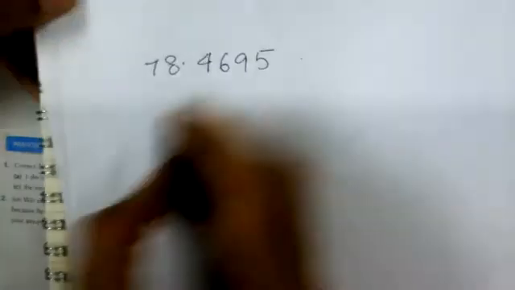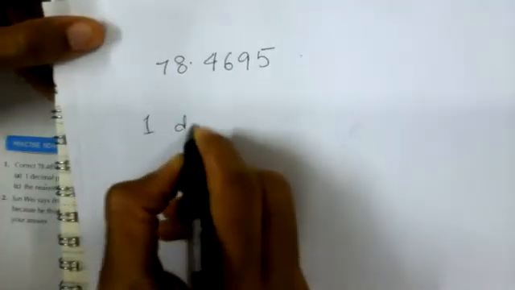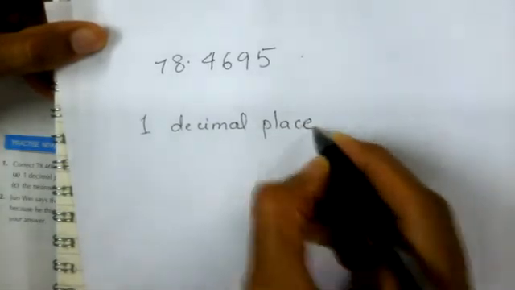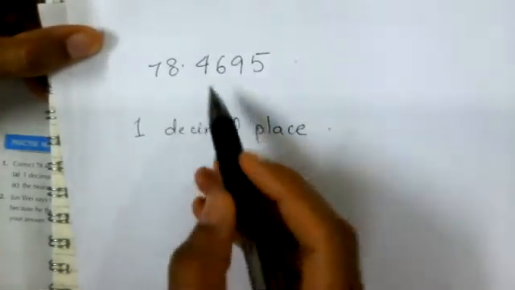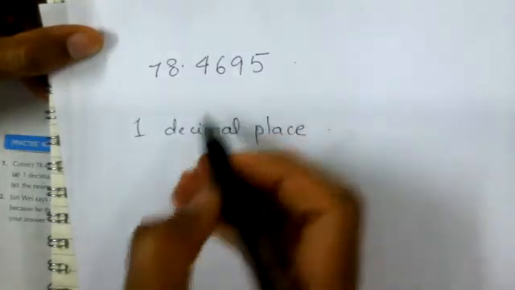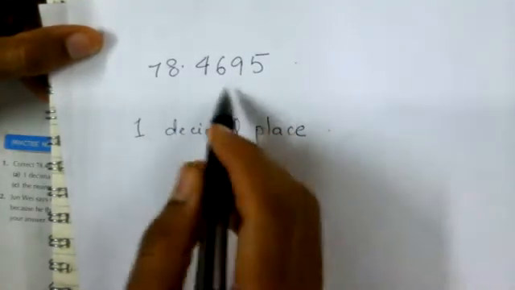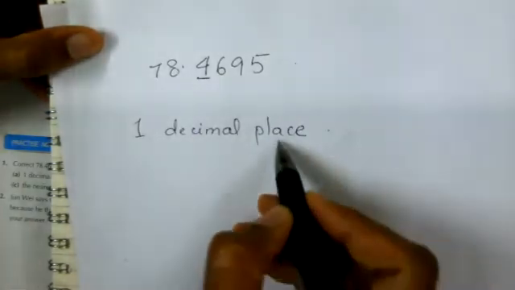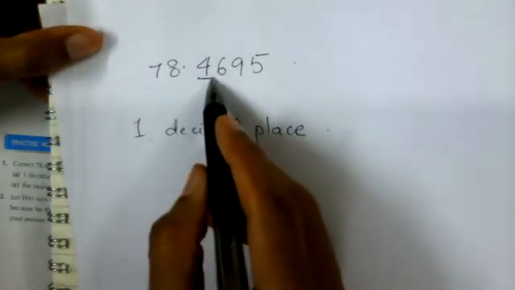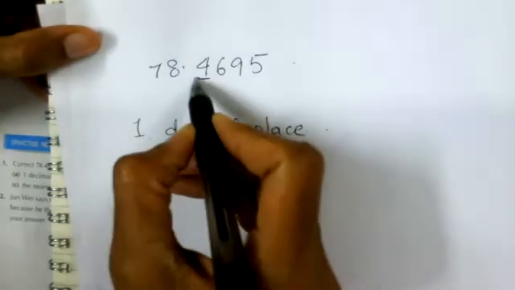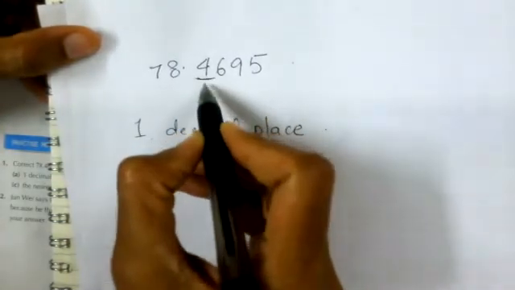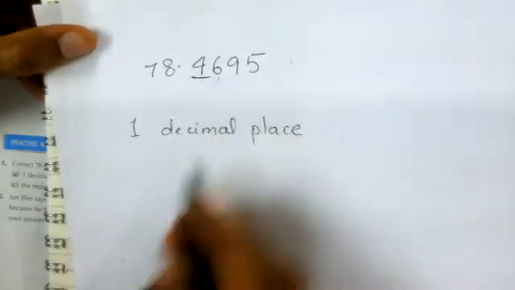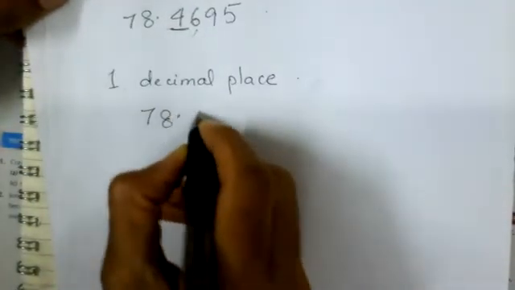78.4695 to one decimal place. Whatever they ask in the question, you underline that digit. One decimal place means one place after the decimal, or one digit after the decimal. So this is going to be underlined, and then we look at the digit on the right hand side. Let me write it again here.